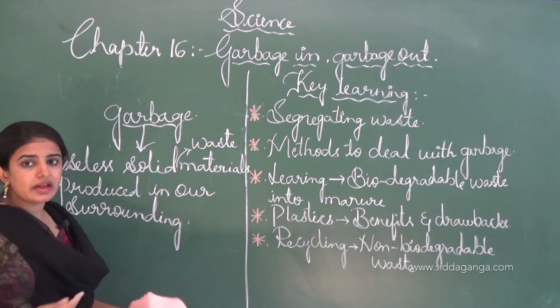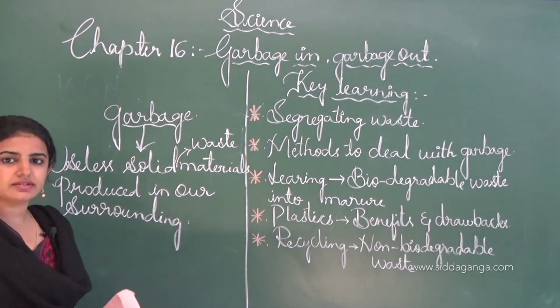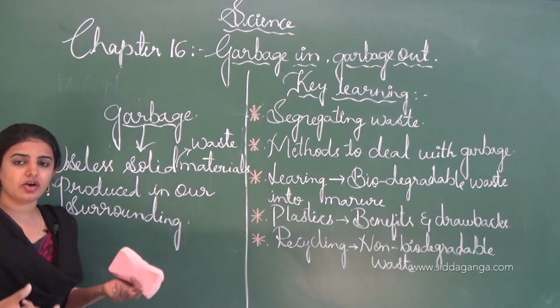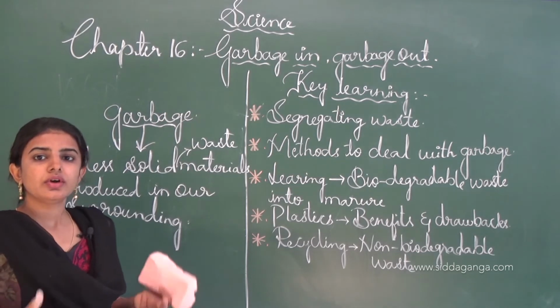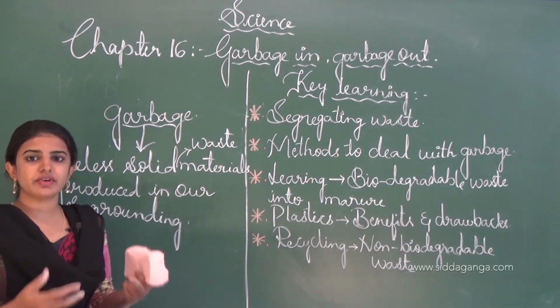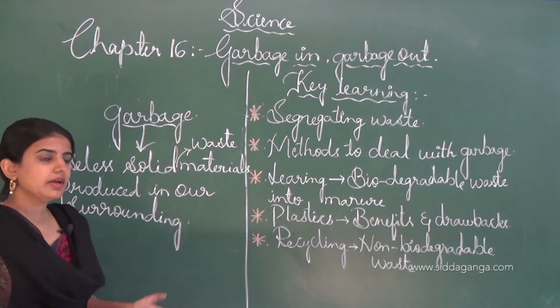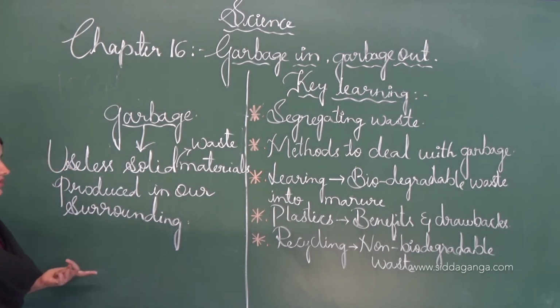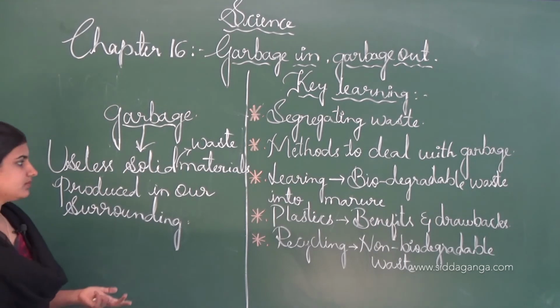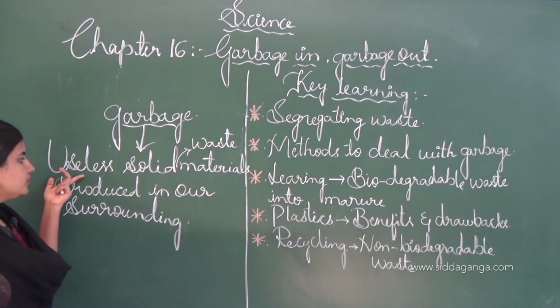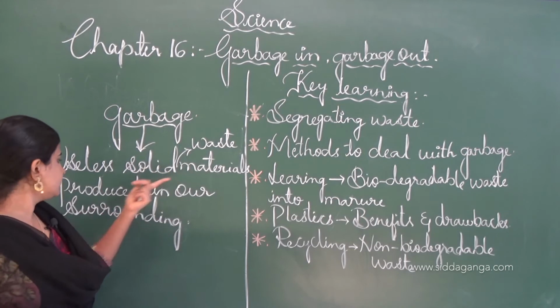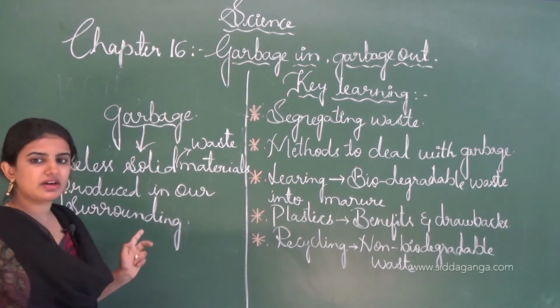We throw unnecessary things or substances in nature or in the surroundings. So we have to avoid throwing waste in the surroundings. Instead, we should throw it in the dustbin. It is one of the usefulness of the waste. And garbage is nothing but useless solid waste materials produced in our surroundings.